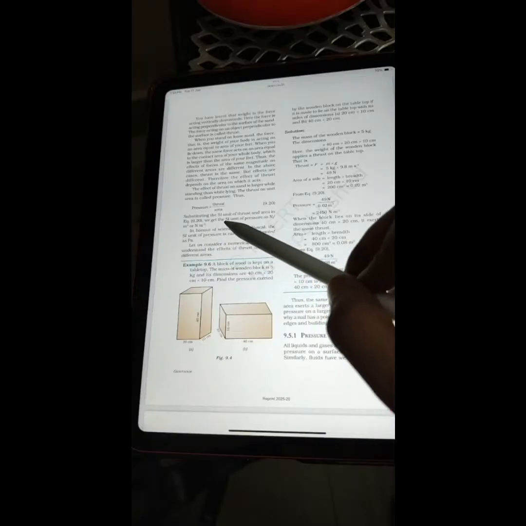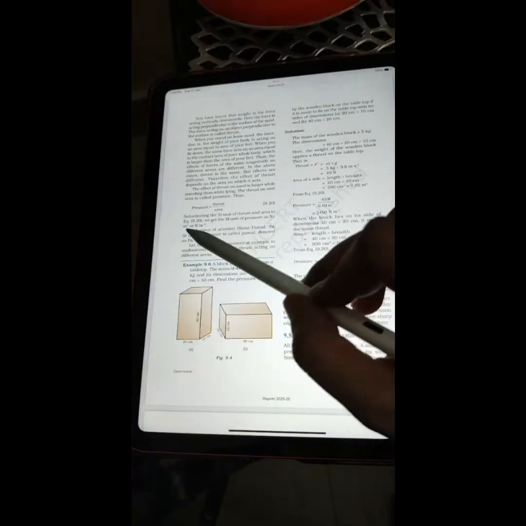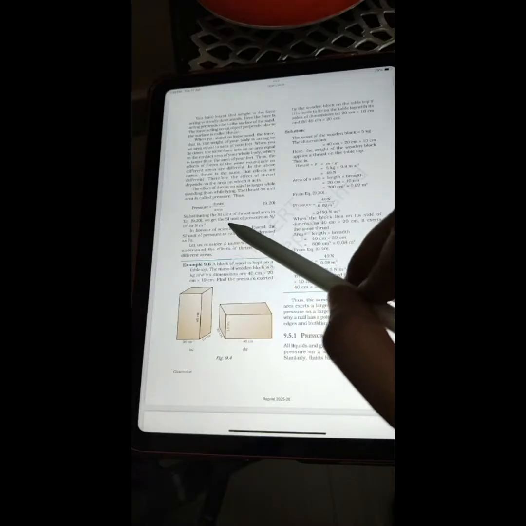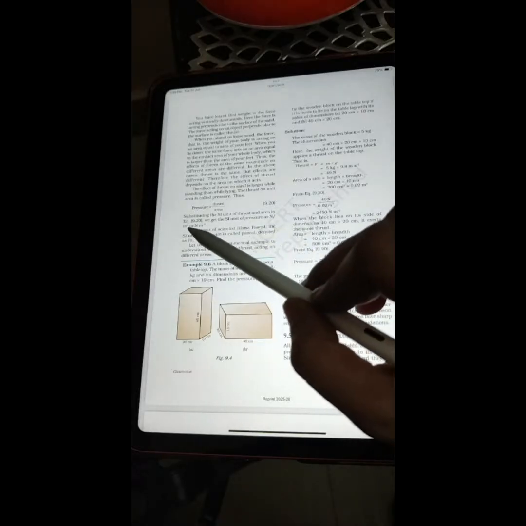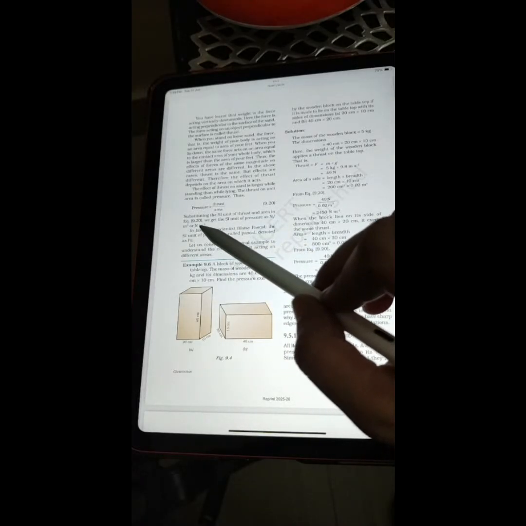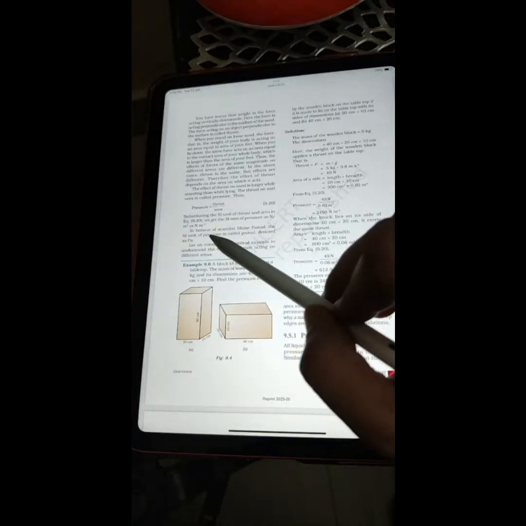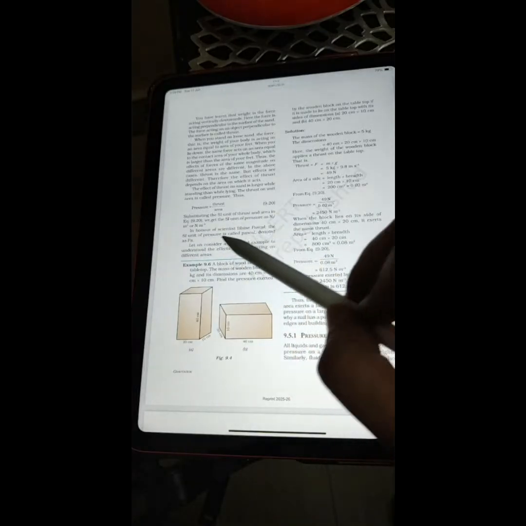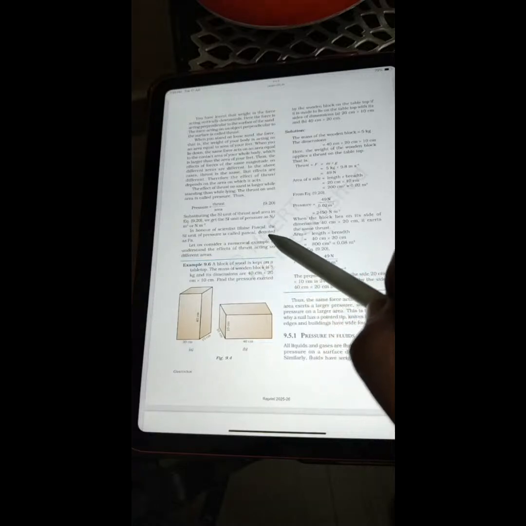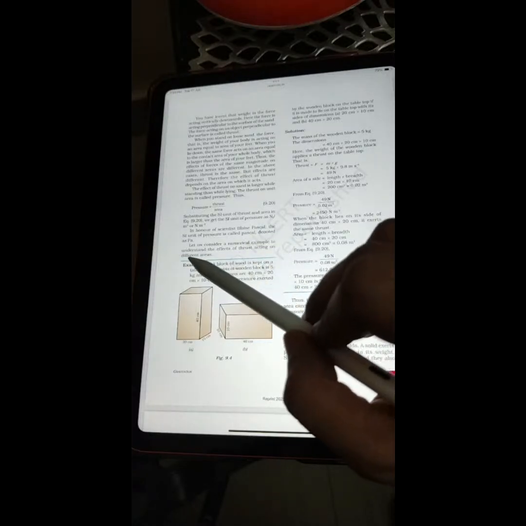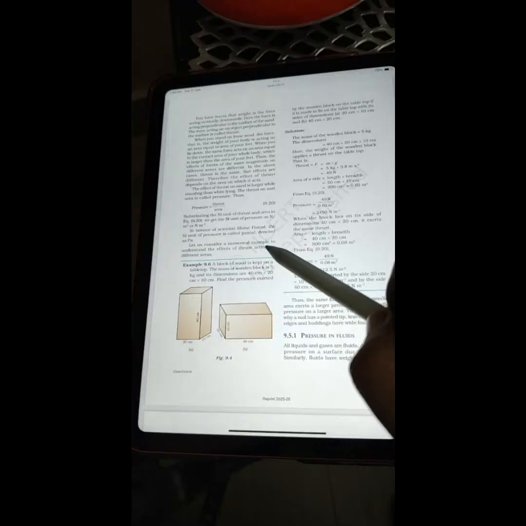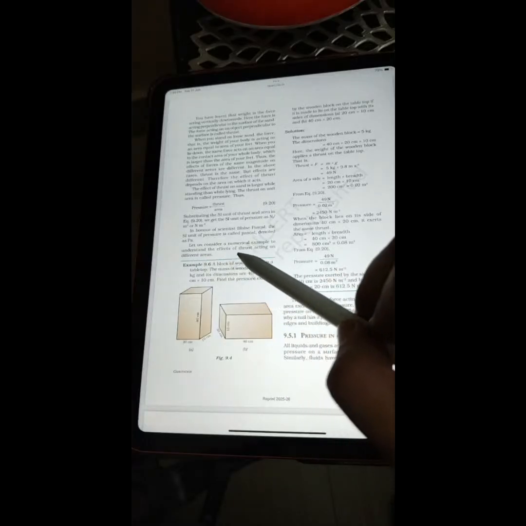Substituting the SI unit of thrust and area in equation 9.20, we get the SI unit of pressure as N per meter square, or N m^-2. In honor of the scientist Blaise Pascal, the SI unit of pressure is Pascal, denoted as Pa. Let us consider a numerical example to understand the effects of thrust acting on different areas.